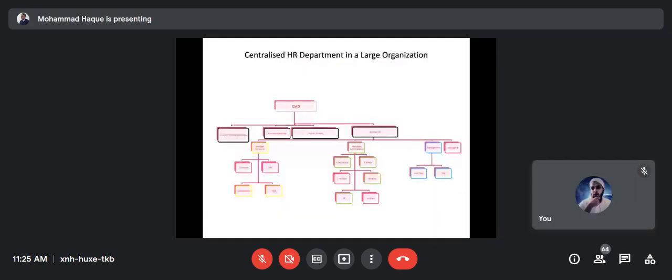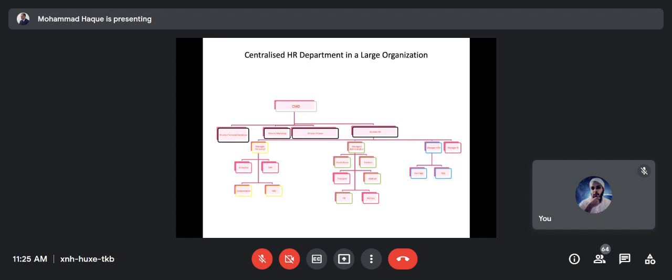See, is transparency reflected on your screen? It says centralized HR department in a large organization. Basically, we are looking at the organizational structure, and that too of HR only. We're not looking at other things.